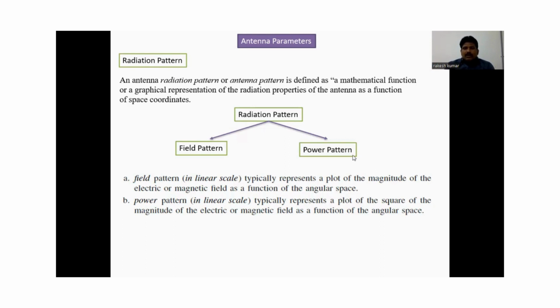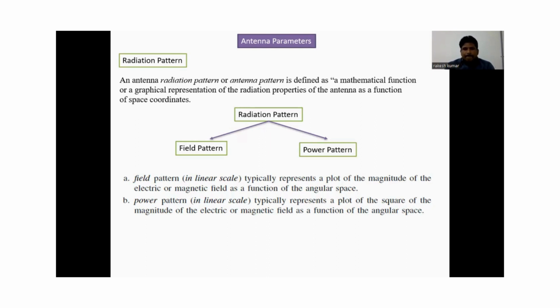What is meant by the power pattern? The power pattern typically represents a plot of the square of the magnitude of the electric or magnetic field as a function of angular space. Another definition of the power pattern is, if the radiation of the antenna is expressed in power per unit solid angle, such types of patterns are called power patterns.